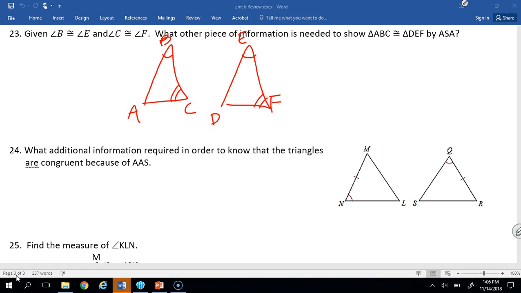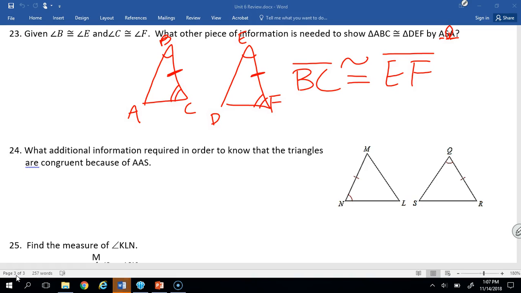Now it says that these have to be congruent by angle, side, angle. So if you notice, we have an angle and then a side between the angles and an angle. So this is the side that we're looking for here. That would be BC is congruent to EF.